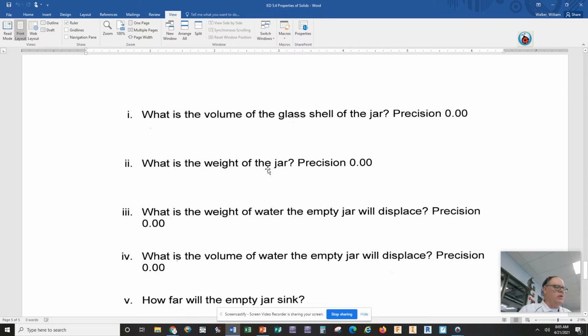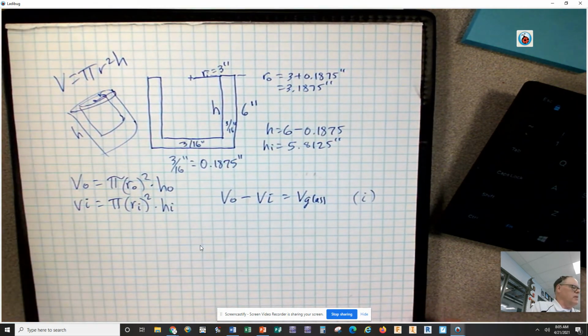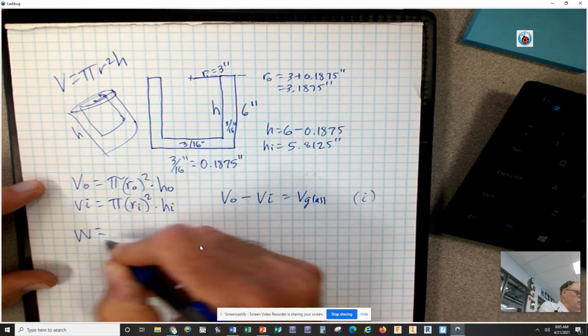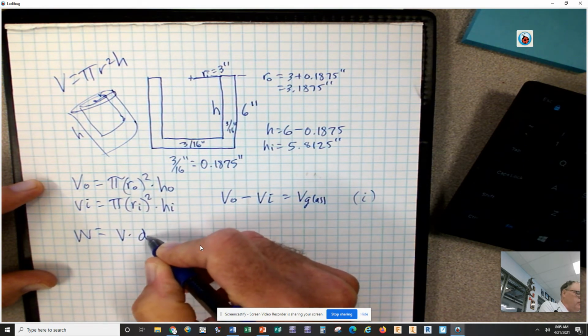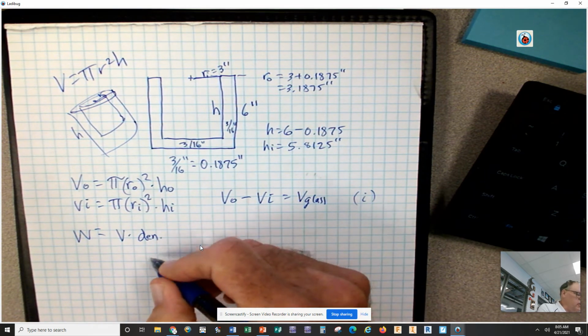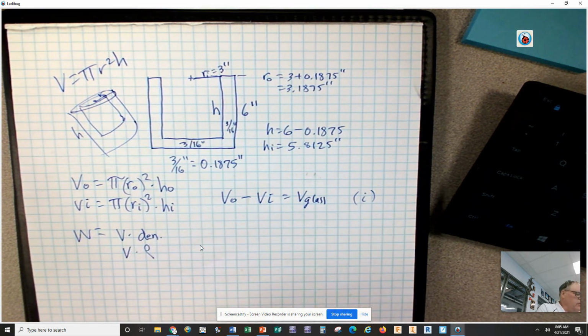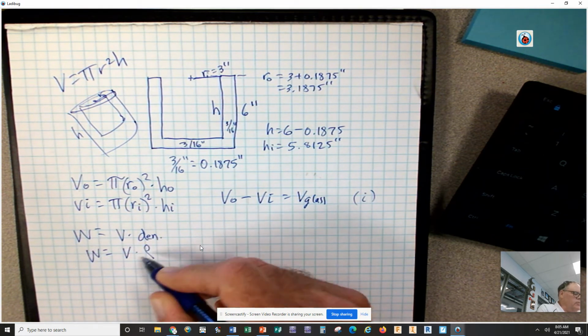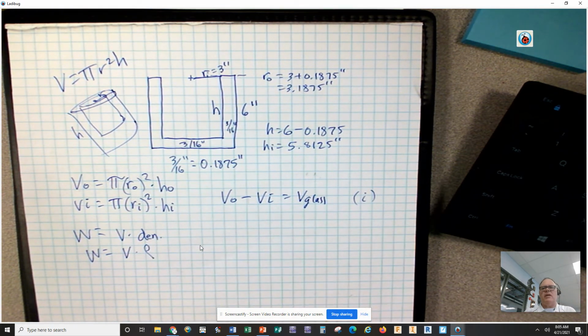Now, for the weight of the jar, we go to the density formula. Weight equals volume times density. We usually show density as the Greek letter rho. So weight equals volume times density. And back in the problem, remember, they told us the density of glass.